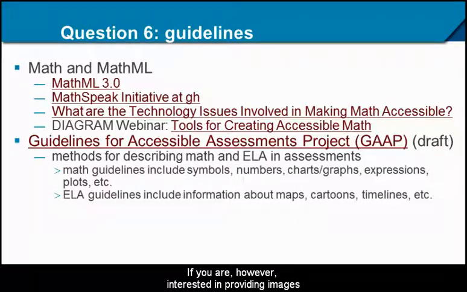If you are, however, interested in providing images of math, or if you need to, can't use MathML, there are specific ways and approaches and a vocabulary for describing math in an unambiguous manner. A good place to learn about that is at GH, where they hosted the MathSpeak initiative a few years ago. There you will find a huge library of terminology and approaches for describing math unambiguously.